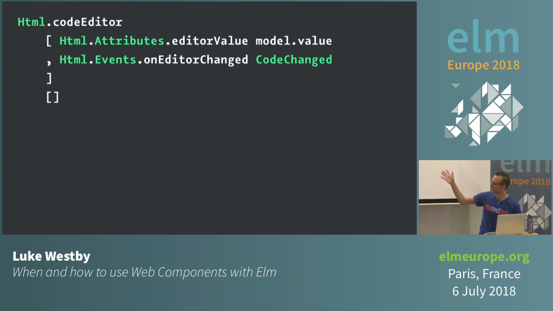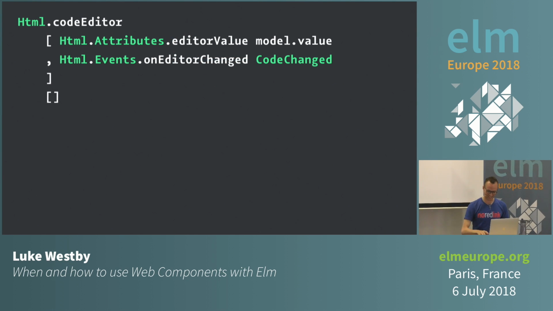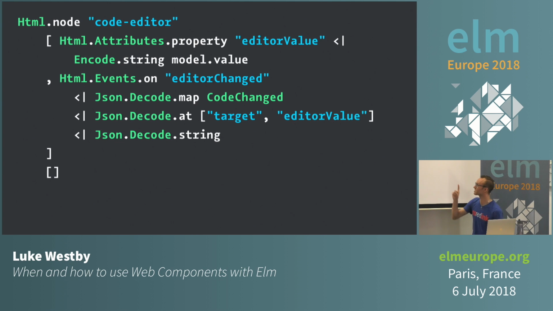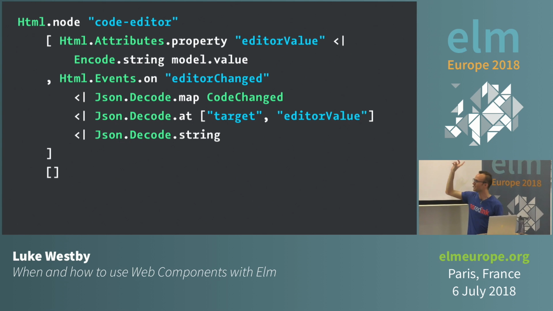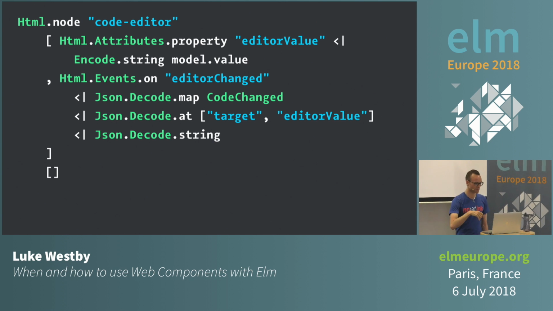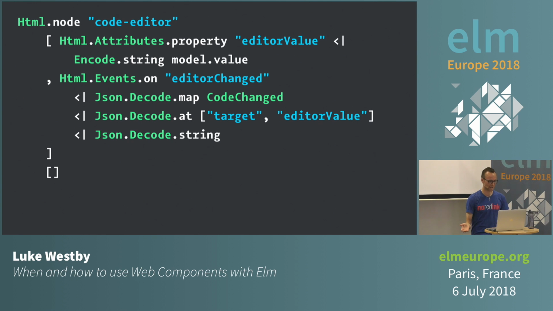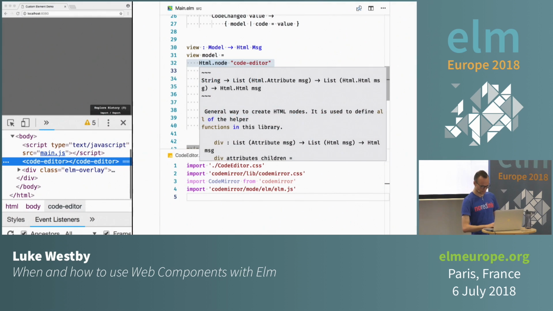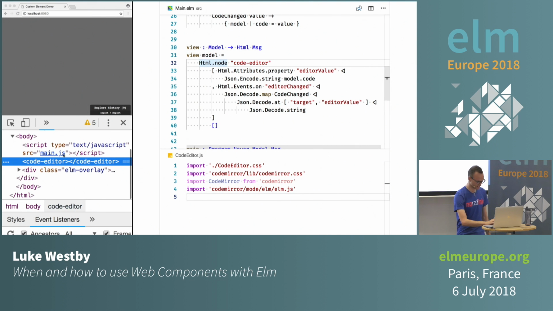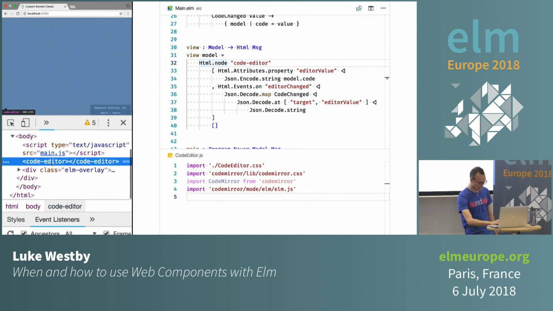So this, like I said, these functions don't exist in the HTML package, but these functions do. We have HTML node, which lets us pick any tag name we want. And we have HTML.attributes.property, which lets us assign any JSON value to any JavaScript property of that element. Similarly, HTML.events.on lets us listen to any event. So here's that same code in a text editor, and here is that element rendered.